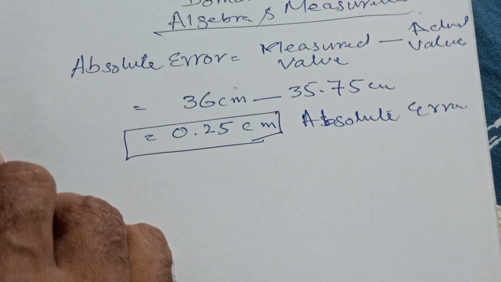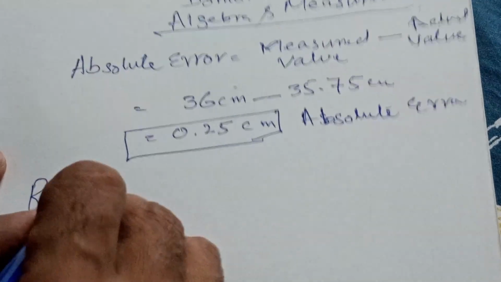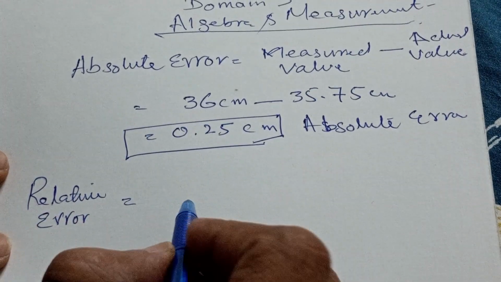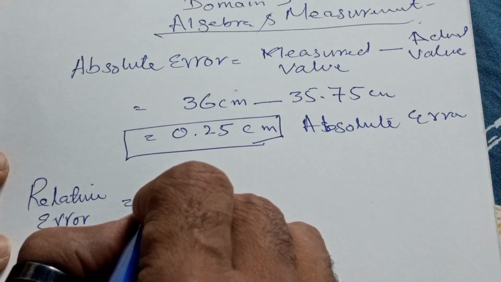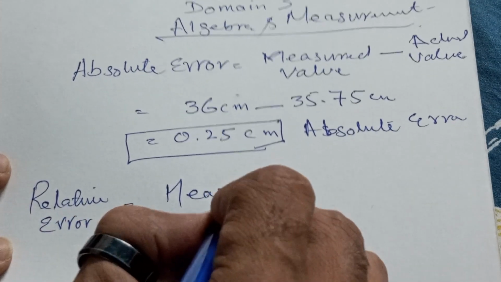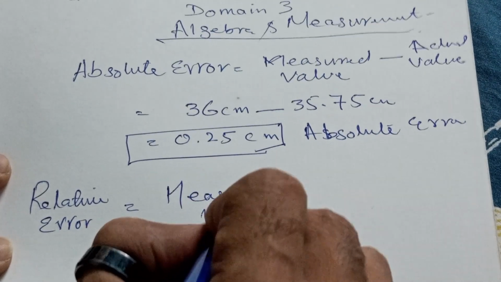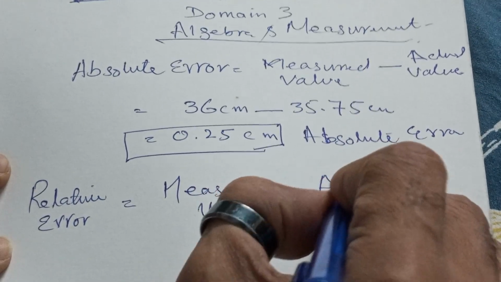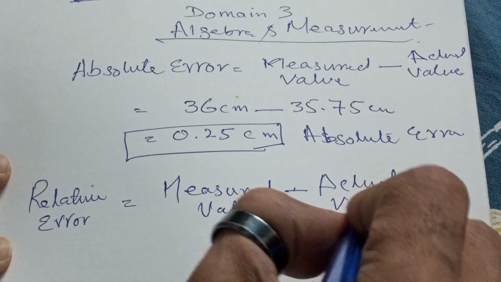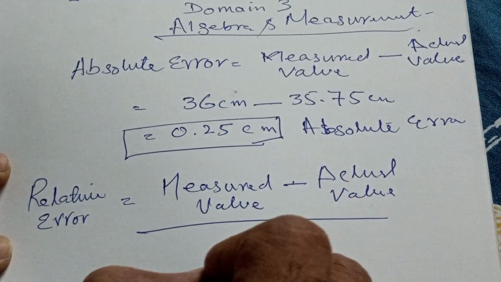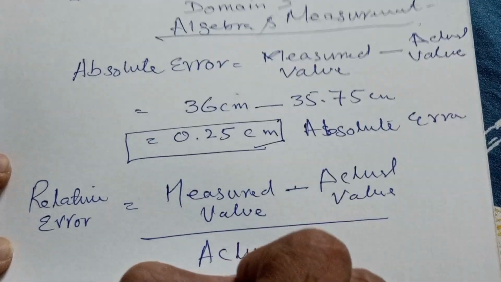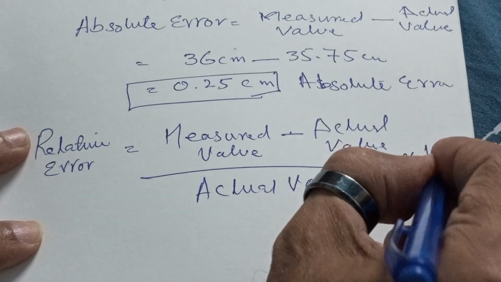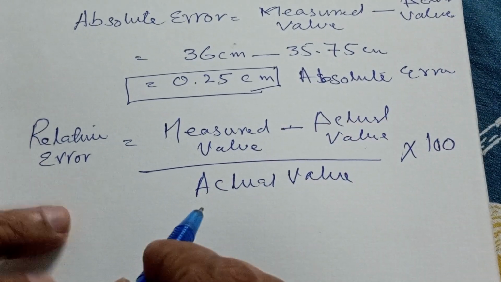So for the relative error, we have two methods. We can apply two formulas. You can go for the direct method: measured value minus the actual value, and then divide by the actual value, into 100. This is the first thing we can do.